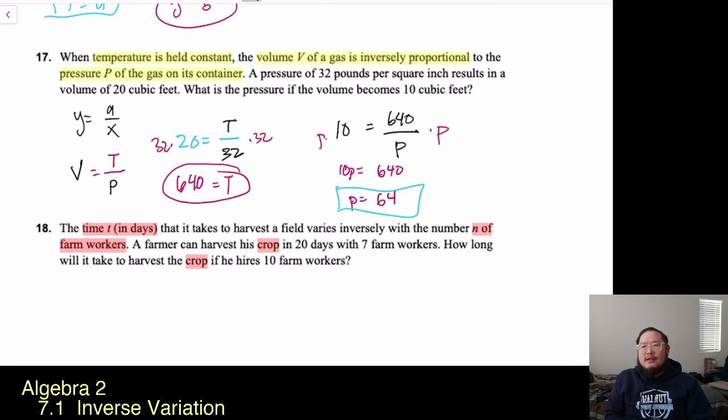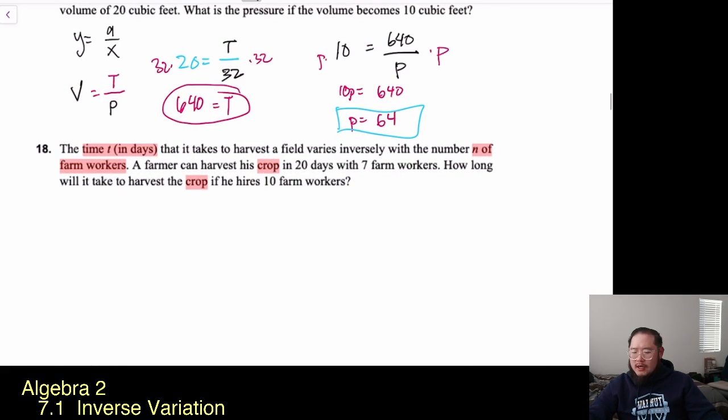All right, let's take a look at number 18 for the last one. So the time, T days, that it takes to harvest the field varies inversely with the number N of farm workers. A farmer can harvest his crop in 20 days with 7 farm workers. How long will it take for him to harvest the crop if he hires 10 farm workers? So you're hoping that everyone pulls their weight evenly. And that's always the hard part with finding good work. But hopefully that will be the constant, right? So let's see how we can plug things together.